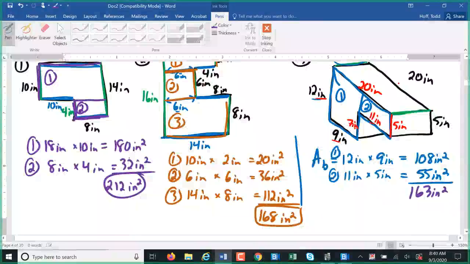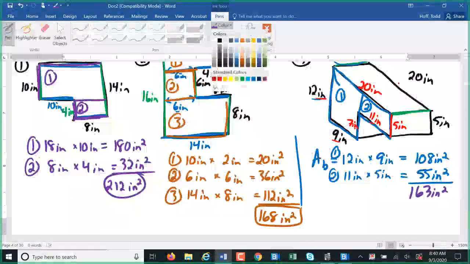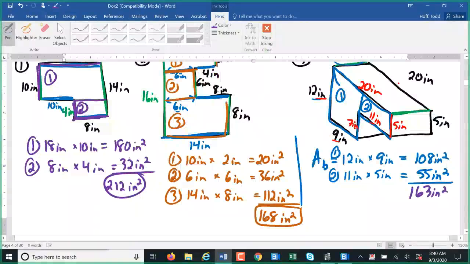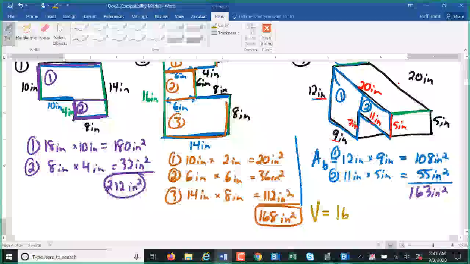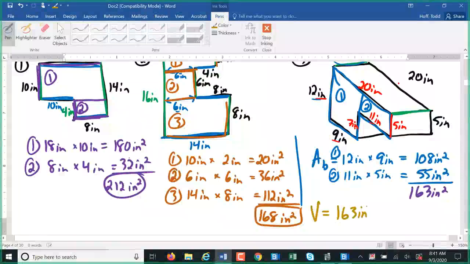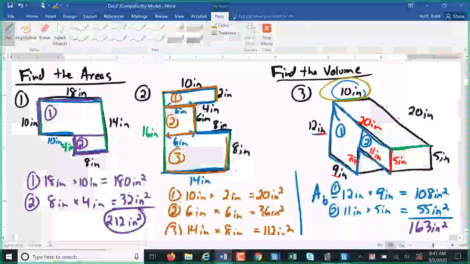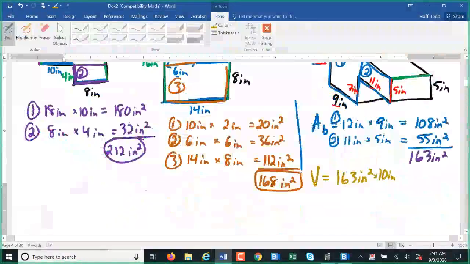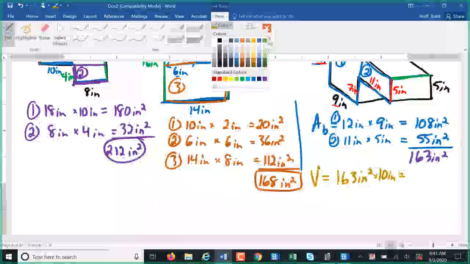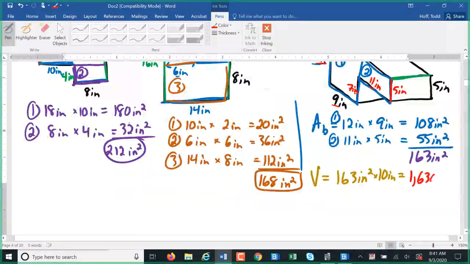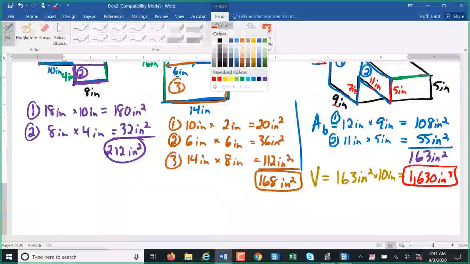Or 163 square inches. Now, to find the volume, you take that area of that base, 163 square inches, times the height. Remember, the height up here was the 10 inches. Get that our volume is 1,630 inches cubed. Remember, volume is always cubic inches. It's 3 dimensions multiplied together. Any questions on any of those?